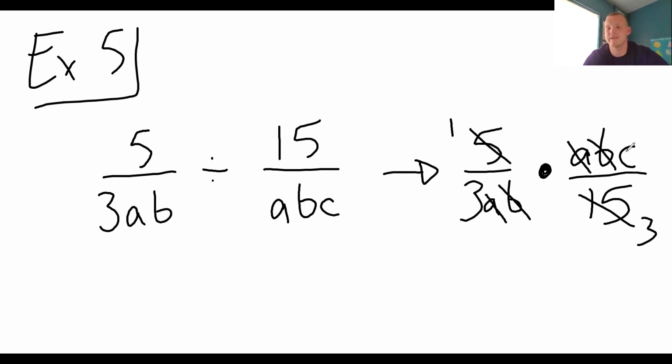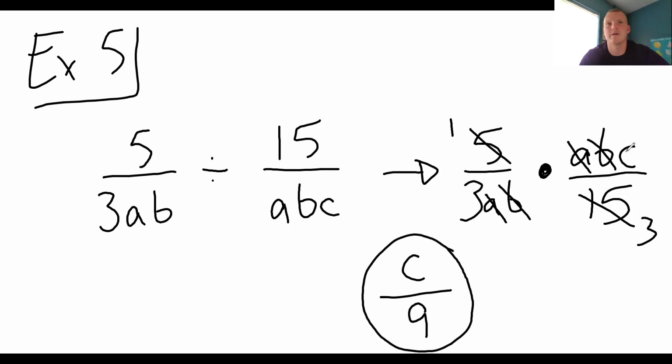Yep, I can get rid of the a and the b in both the numerator and the denominator because it's in both of them. And I'm left with just c in my numerator. So when I multiply straight across, I have 1 times c, which is just going to be c, and then 3 times 3 on the bottom, so I'm going to have 9. So I have c over 9.